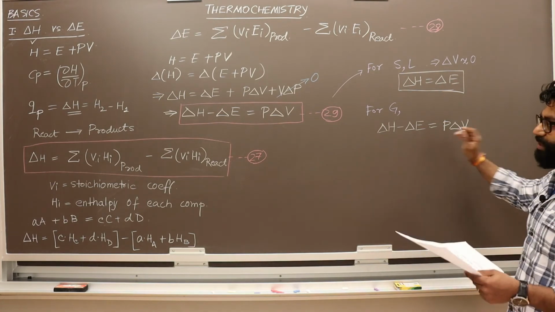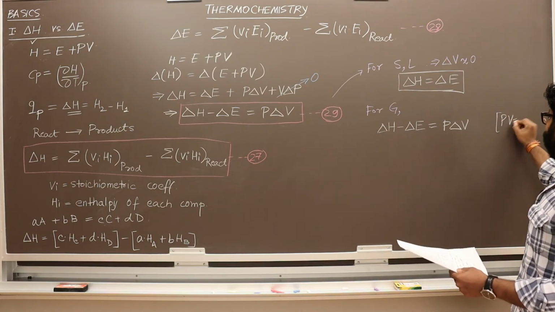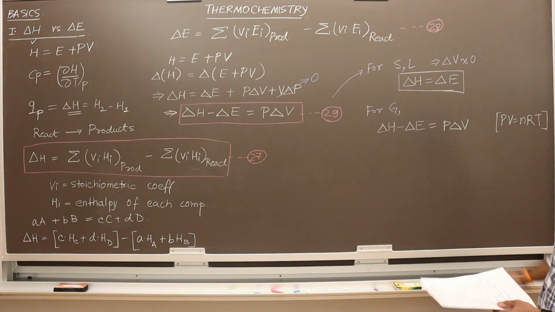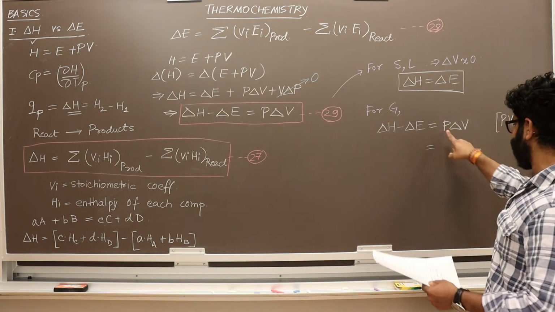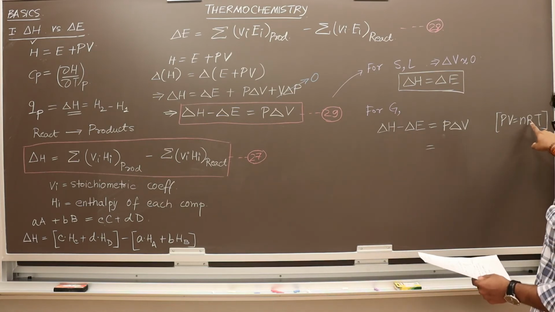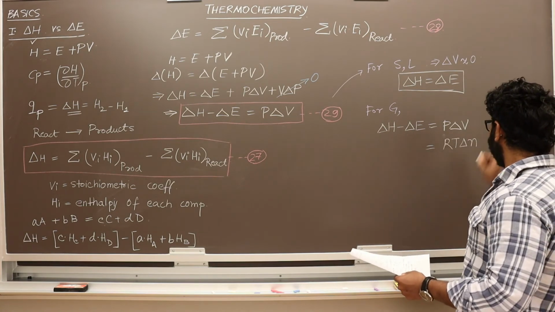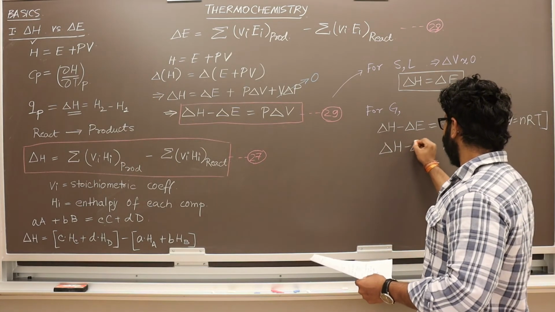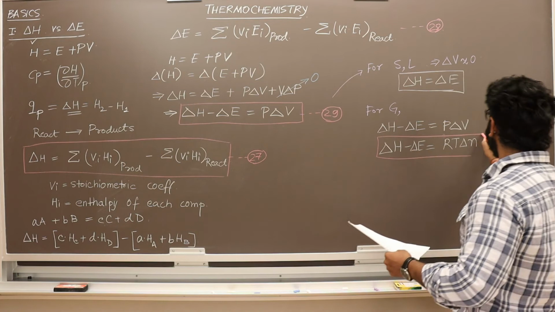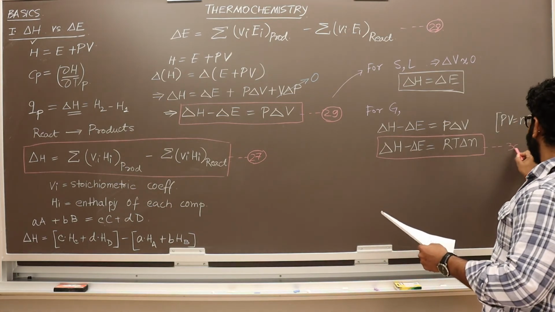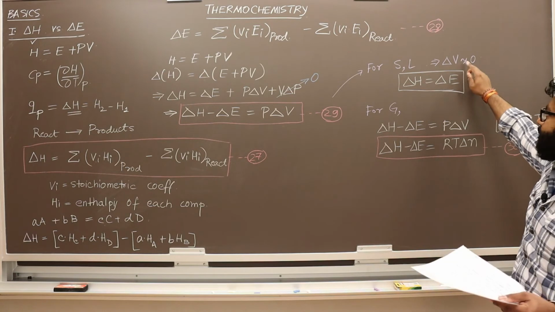Now, this can be simplified using PV = nRT. If it is an ideal gas, we can write this. The delta V in here, with pressure being constant, so P delta V becomes something like RT delta n for gases. And we will number this equation 30.